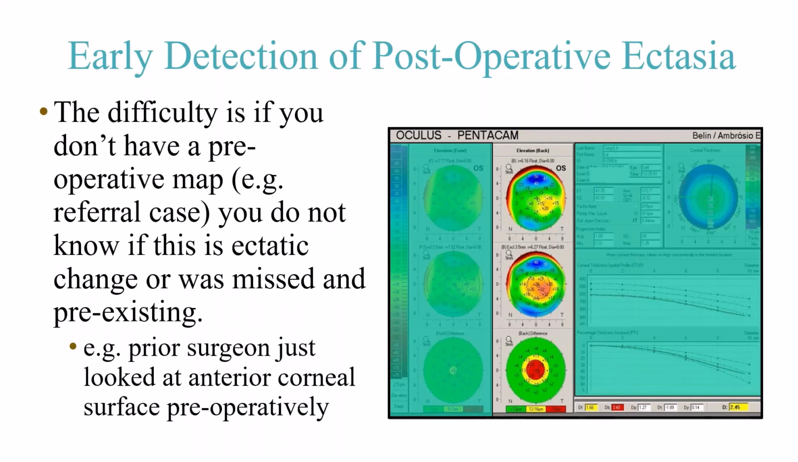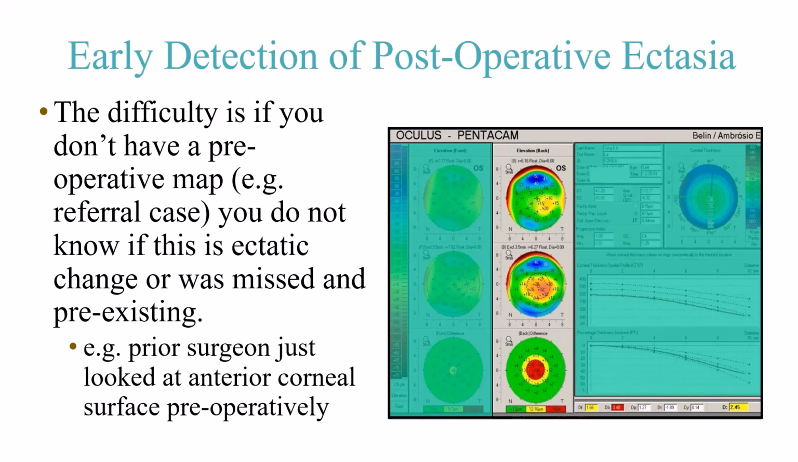And that difficulty is if you don't have a preoperative map. This is less of a problem now because the vast majority of refractive practices use some form of tomographic analysis. But if you went back a number of years, and if you see older patients, a lot of them were screened only with Placido systems. And what you didn't know is if the changes on the posterior cornea were actually there preoperatively and were just missed, or they are true postoperative change.